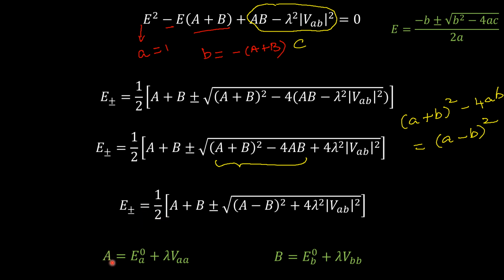We have seen that from the Hermitian matrix, A is equal to E sub A0 plus lambda VAA, and P we have seen just now is equal to E P0 plus lambda VBB. You substitute this in the quadratic equation, then you can find the energy levels, that is E sub plus as well as E sub minus. Then we will move on to the next section.